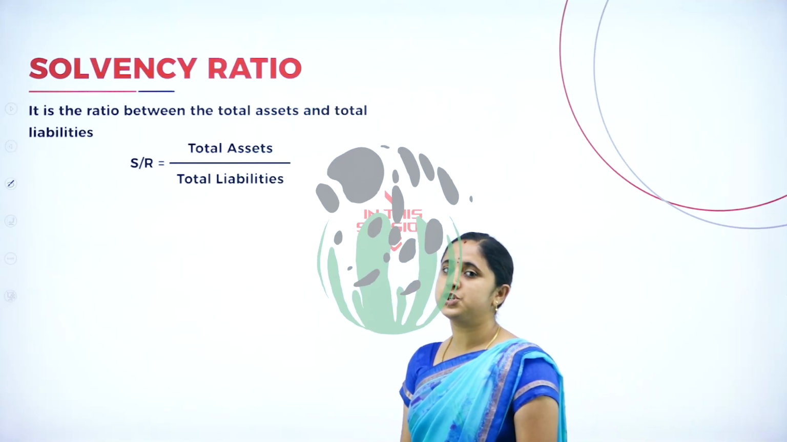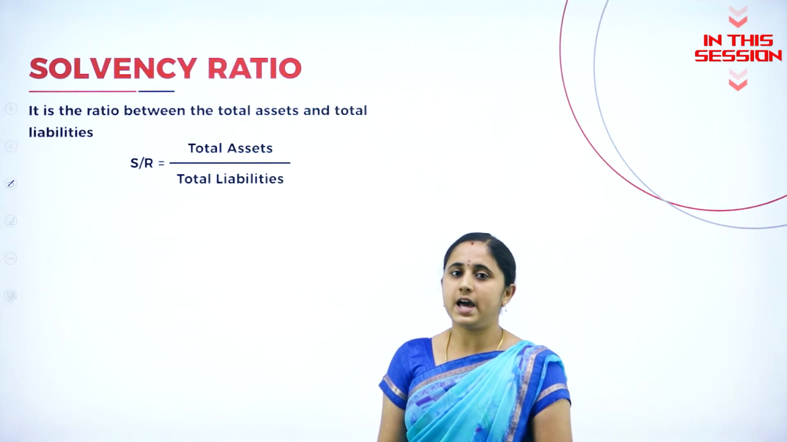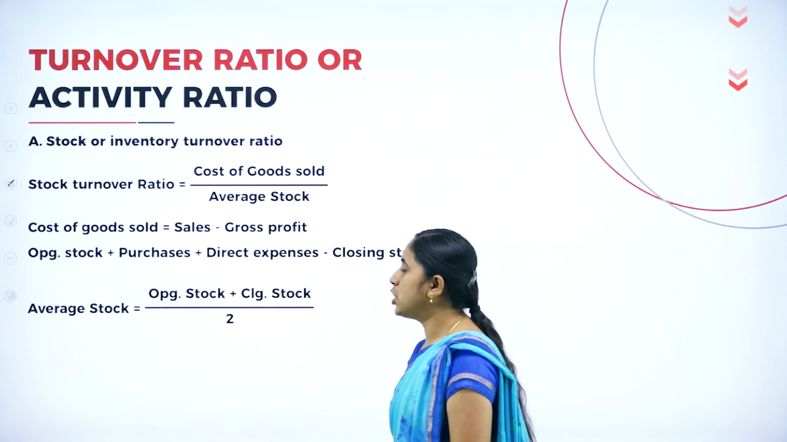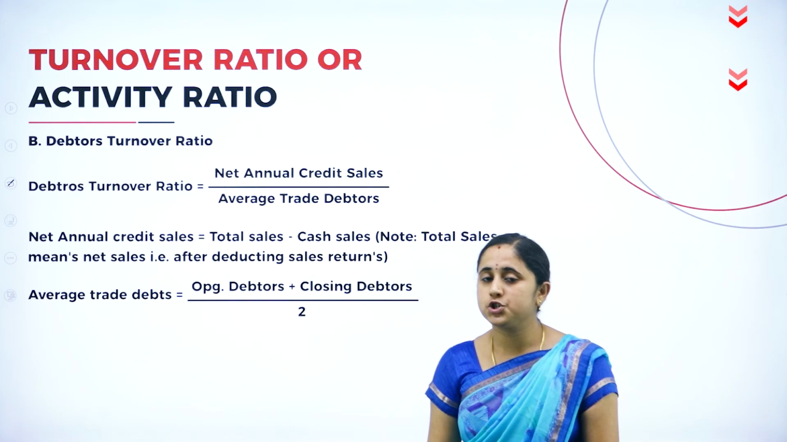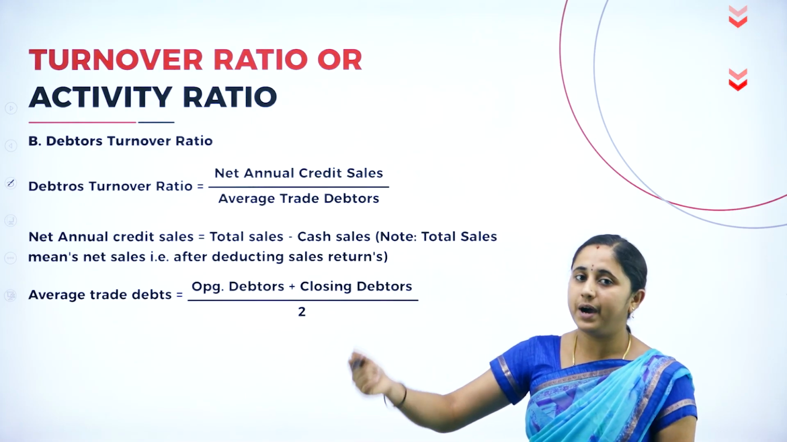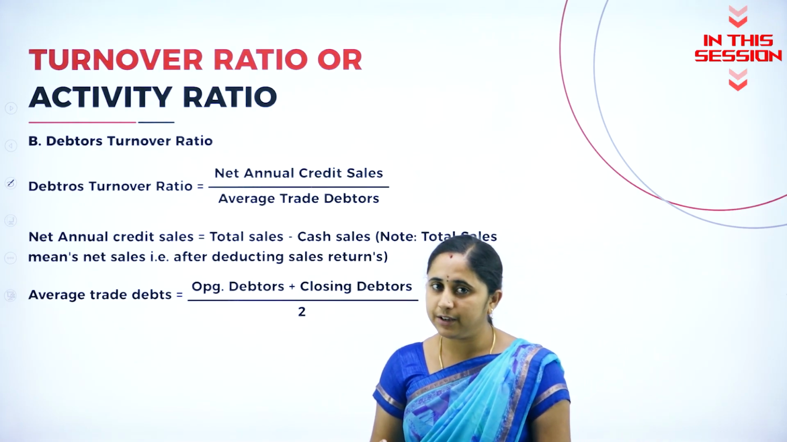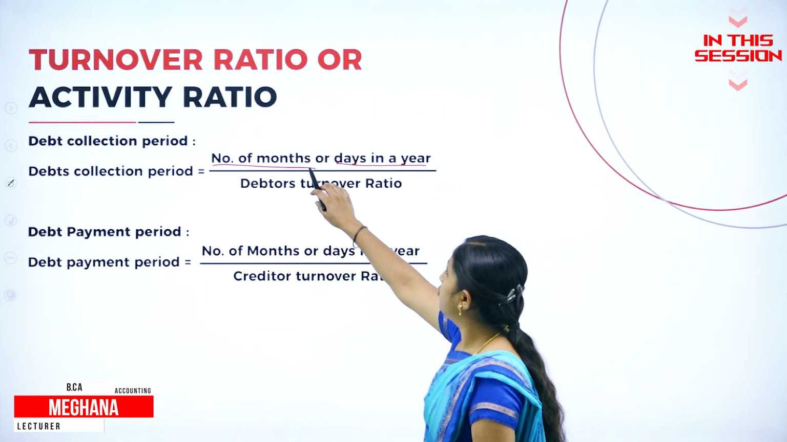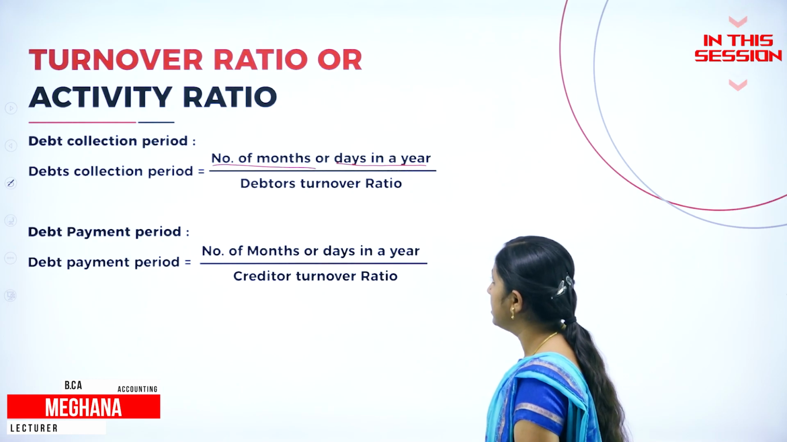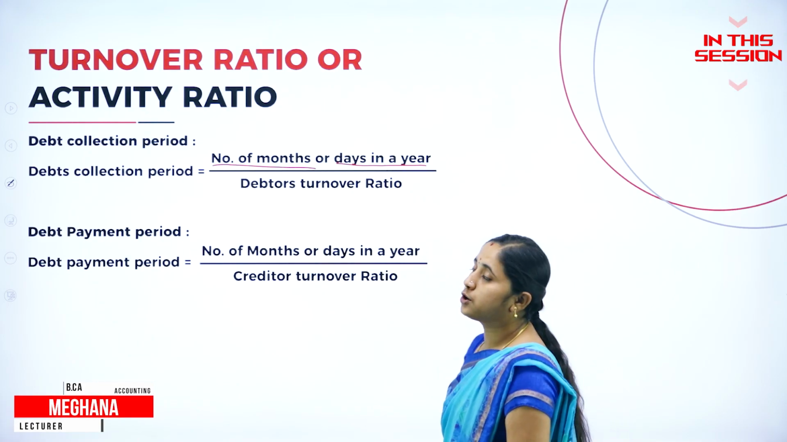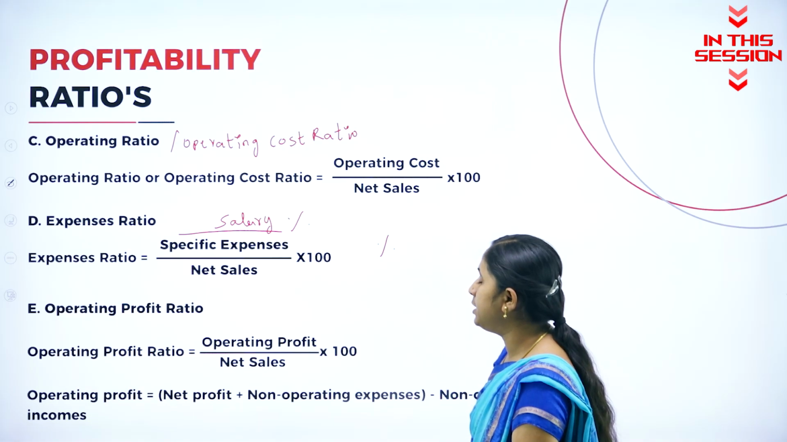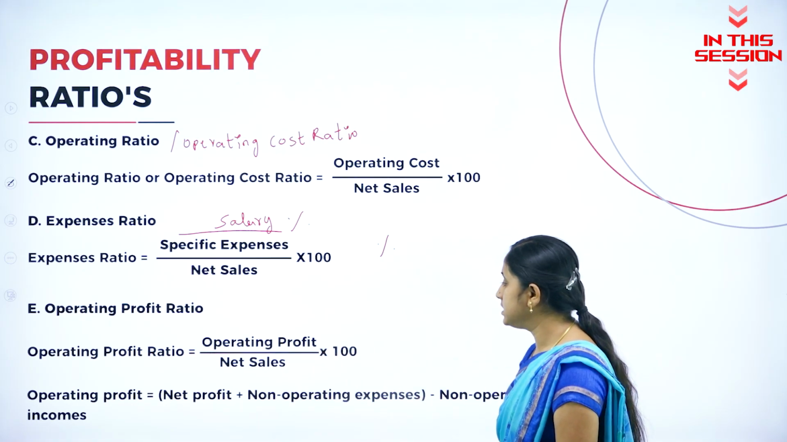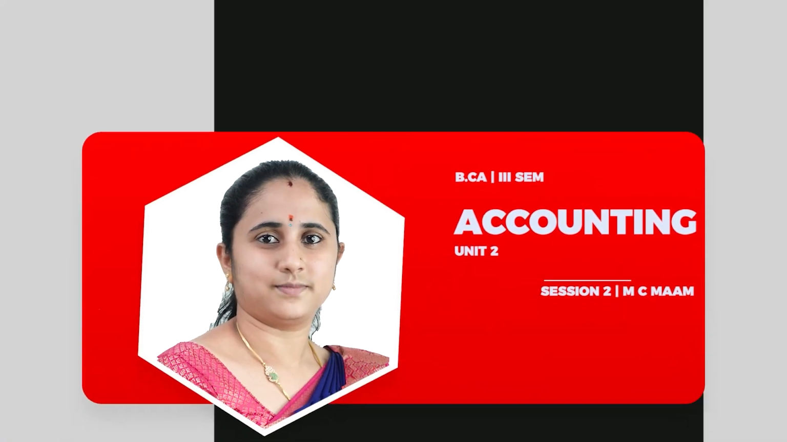Solvency ratio, it is a ratio between the assets and liability. Cost of goods sold is equals to sales minus gross profit. In debtor turnover ratio, we calculate the number of days or months taken to collect the money from debtors. Debt collection period is equals to number of months or days in a year divided by debtors turnover ratio. Operating profit ratio is equals to operating profit divided by net sales into 100.